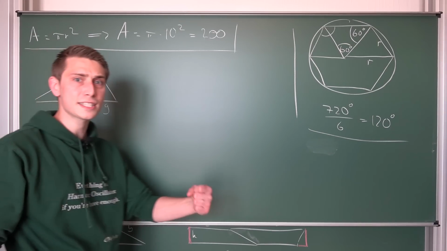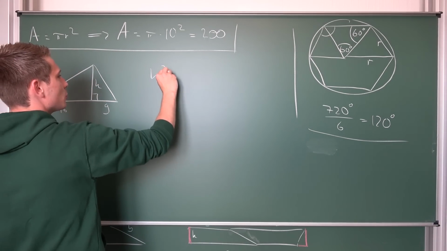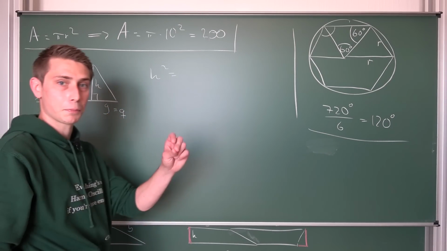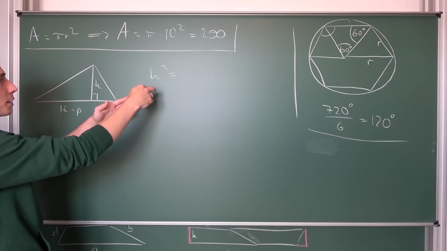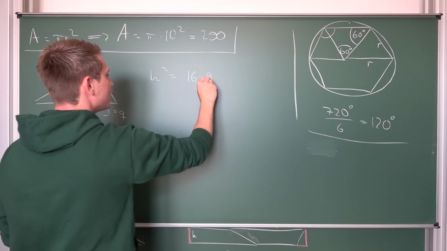Then we have the Höhensatz. I can't remember what it's called in English. H squared is equal to, so if this is our P and this is our Q, if our hypotenuse gets cut up by some kind of height, then we are going to get 16 times 9.